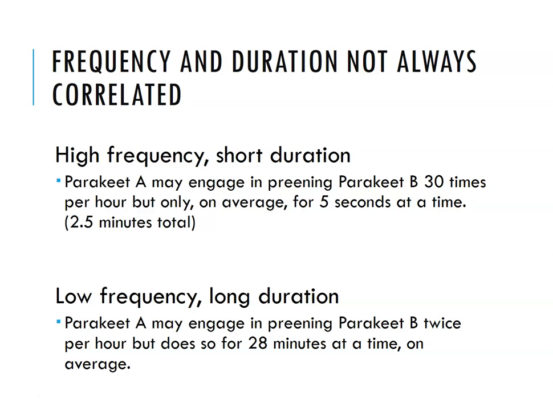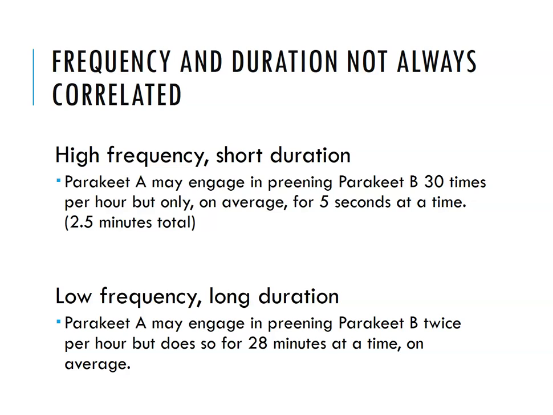Frequency and duration are not always correlated with each other. And that makes sense. Just because you have a high frequency doesn't necessarily mean you will have a high duration. You might, but you may not. You can have a high frequency with a short duration. In this example, we're looking at a parakeet preening another parakeet, and it happens 30 times in 1 hour. So let's say that's a pretty high frequency, but the duration is relatively short. It only occurs for about 5 seconds at a time.